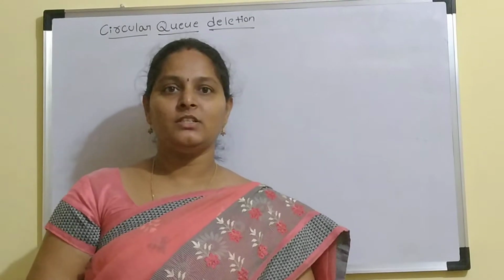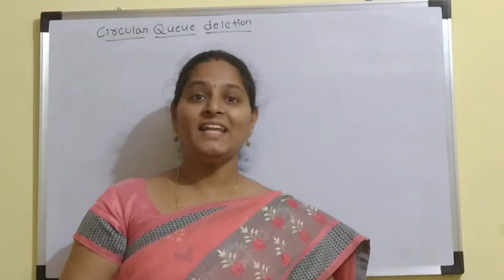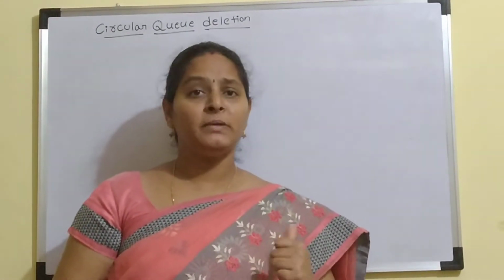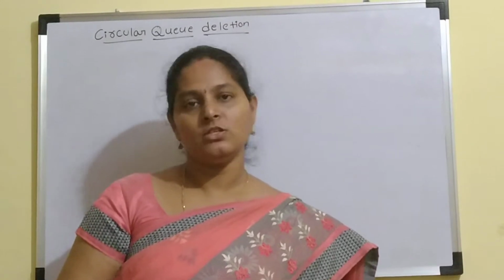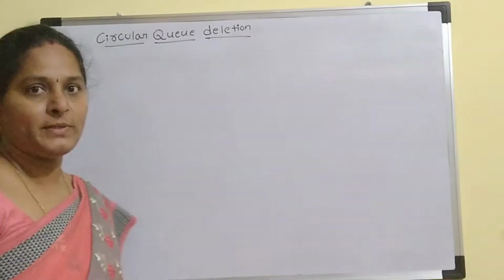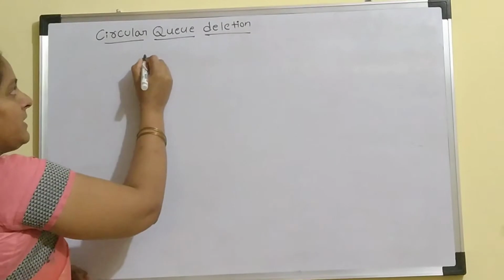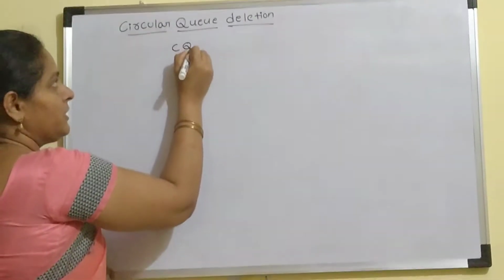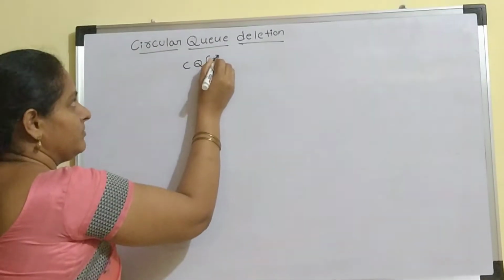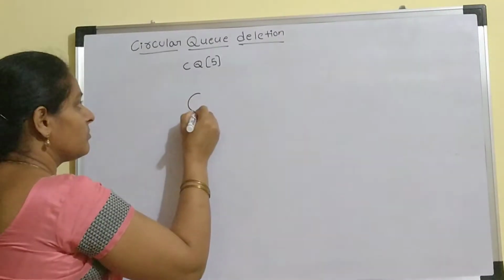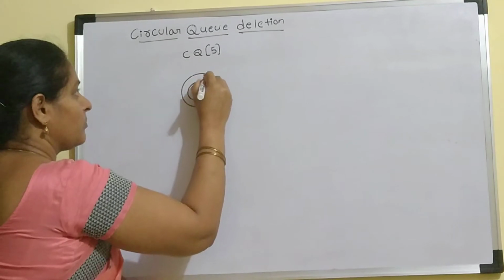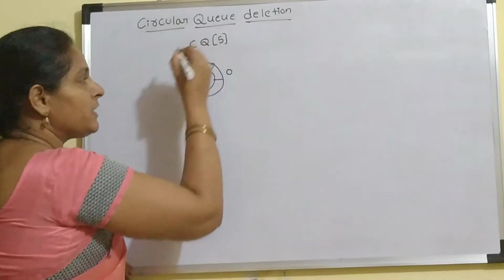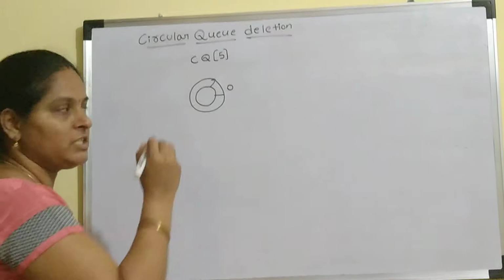In this lecture, I will discuss circular queue deletion and display operations. In the previous video, we have already seen what a circular queue is and how to perform the insertion operation on a circular queue. Let us see the deletion operation. Just assume that my circular queue size is 5. If the circular queue size is 5, we can insert 5 elements into the circular queue.